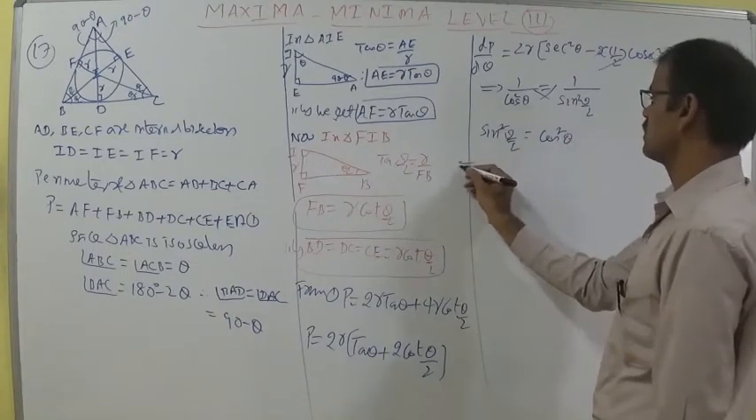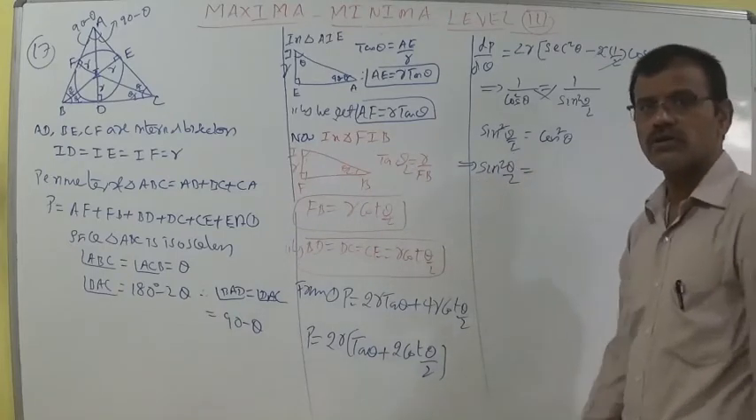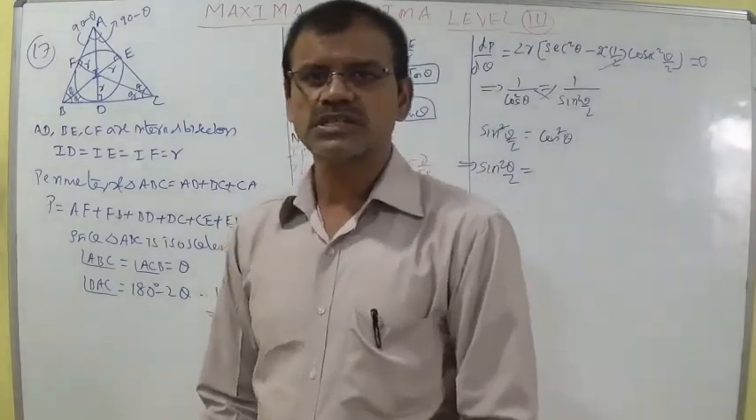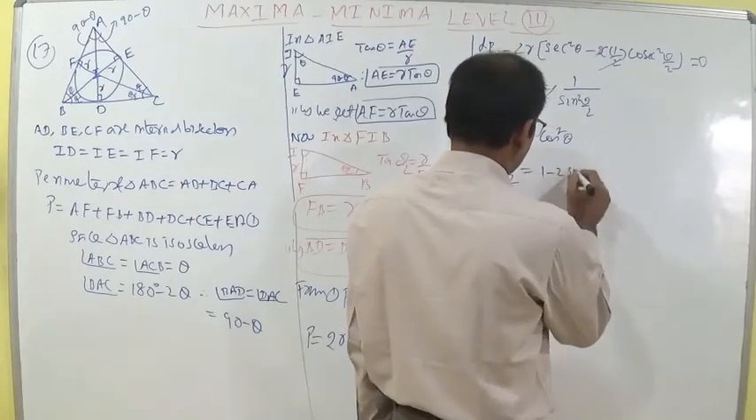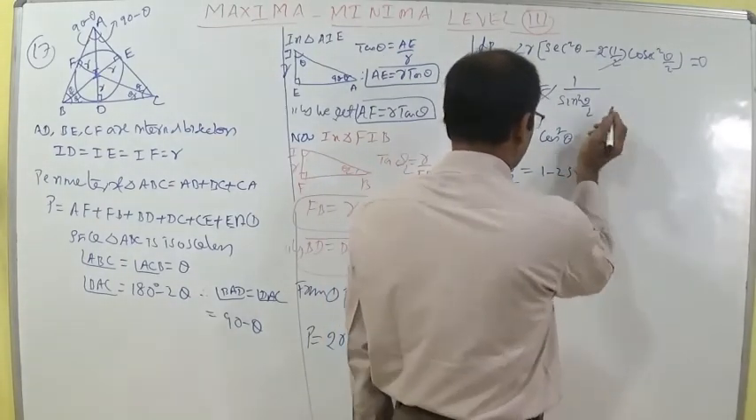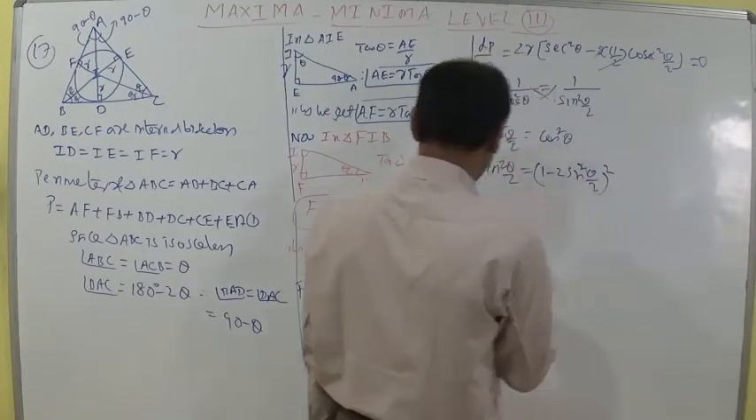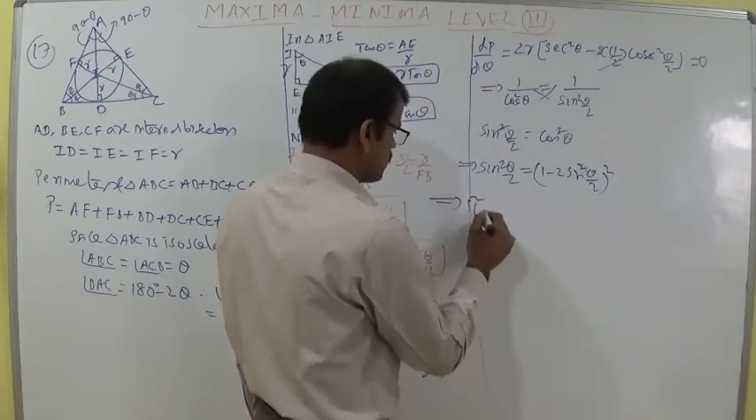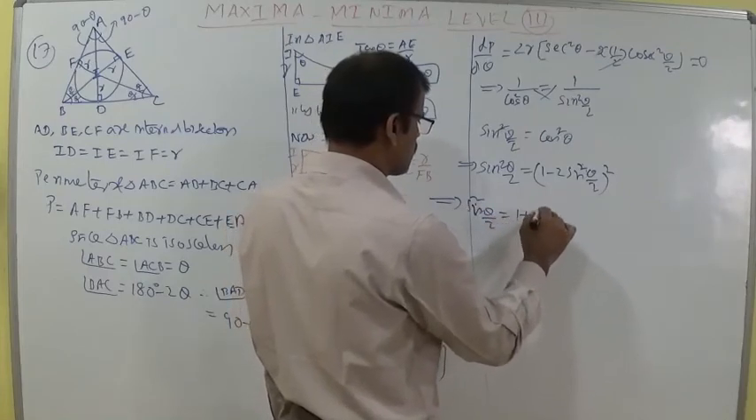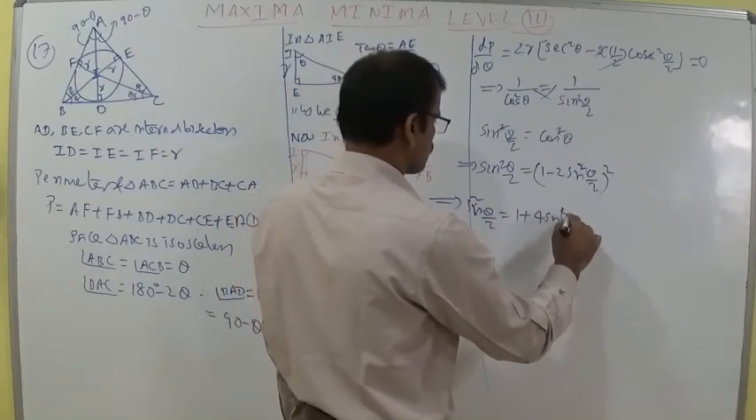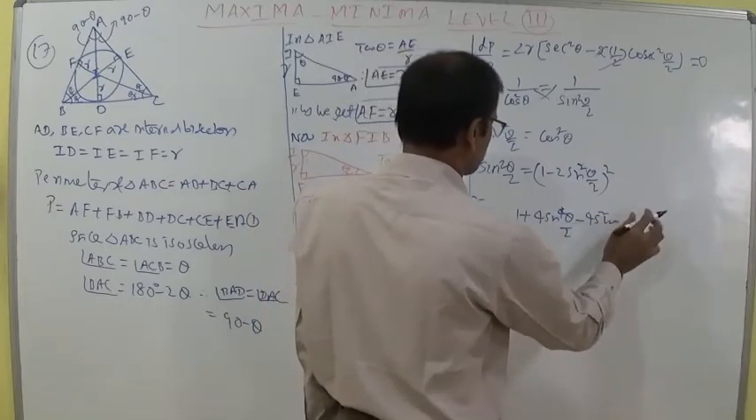That implies sin square theta by 2 is equal to, using submultiple angles, cos theta is 1 minus 2 sin square theta by 2, whole square. That implies sin square theta by 2 is equal to 1 plus 4 sin power 4 theta by 2 minus 4 sin square theta by 2.